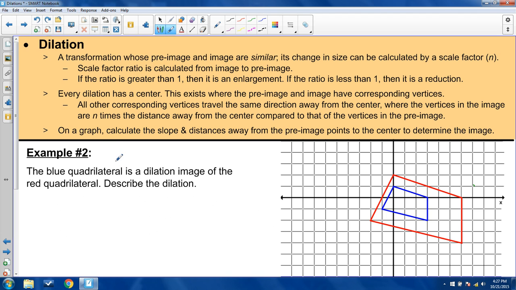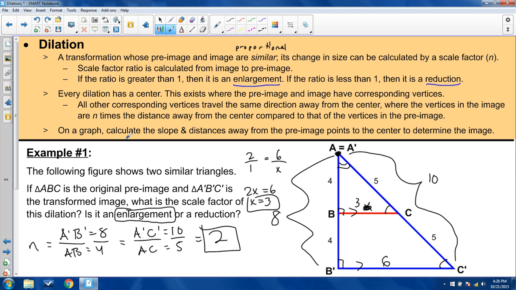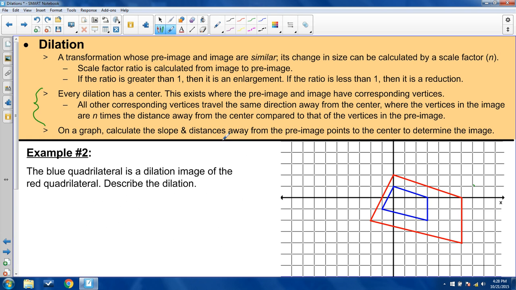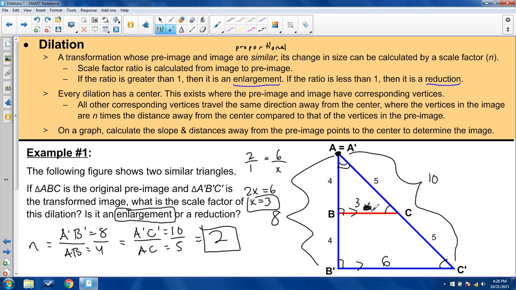Okay, here's another example, and before I do this one, I want to start talking about the center of dilation. Here we go. Every dilation has a center. Every one. This exists where the pre-image and image have corresponding vertices. Now, it might not be on a vertex. In this past case, it was. It was on where A and A prime were the same thing. But the point is, if there is any sort of point after the enlargement or reduction where one point didn't move, that point is its center. So if you think about this one more time, as this grew outward, A stayed at the same place where A prime is.